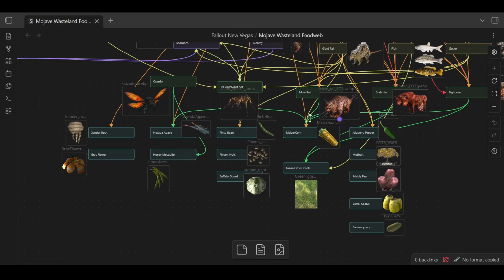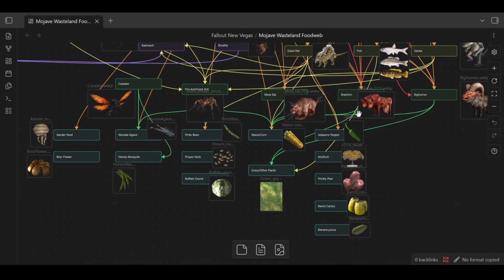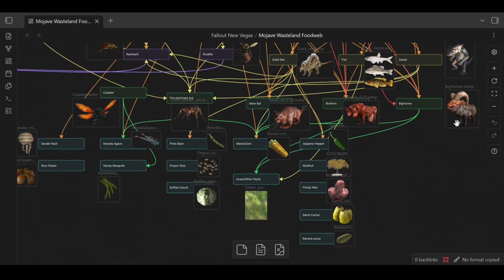So that's all the readily available plant life that we've got, and then grass and other plants as well, which is mainly what we see our bighorners and Brahmin eating. So they are our primary herbivores. They're domesticated, although you do find the wild bighorners as well, but people have tamed them, and they have them for meat and things like that.